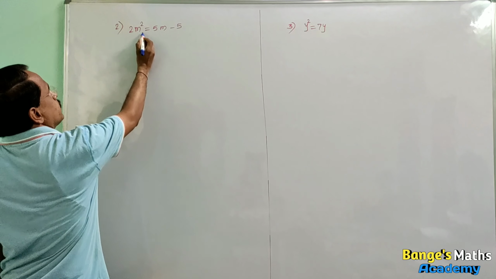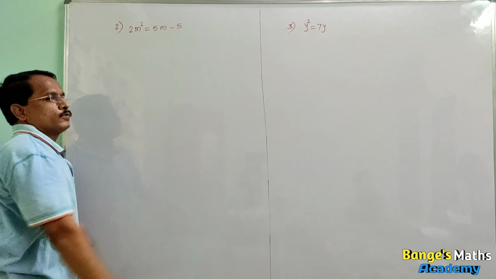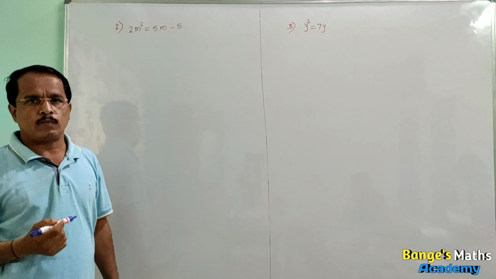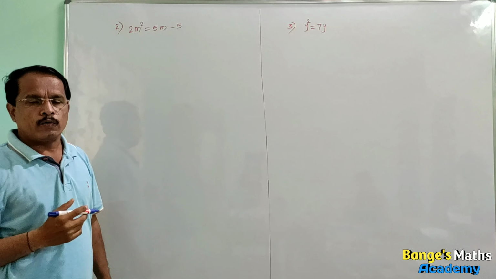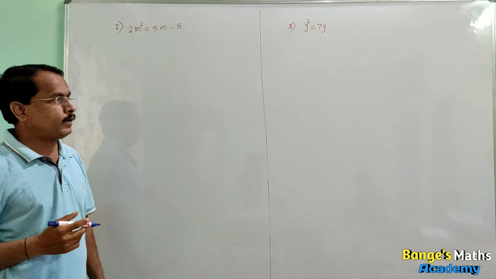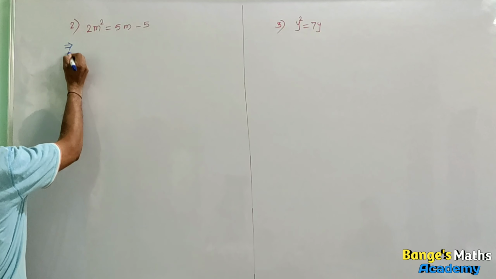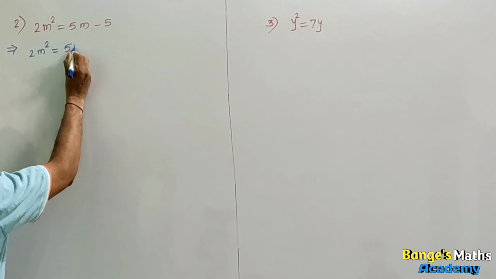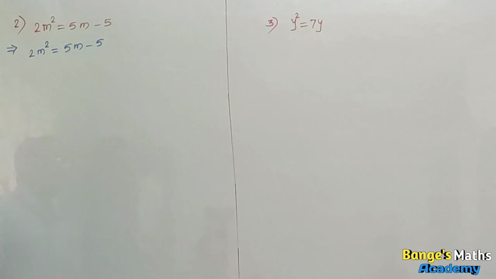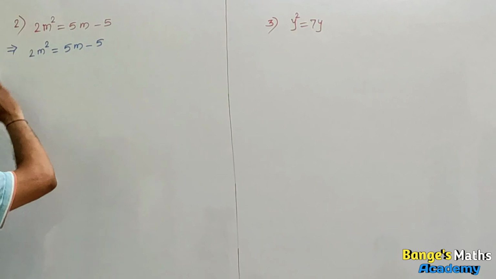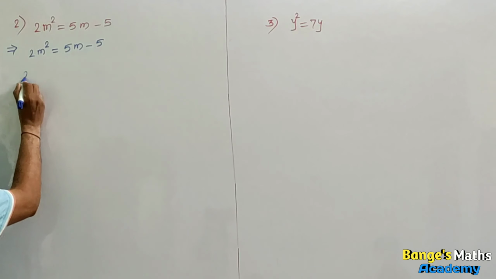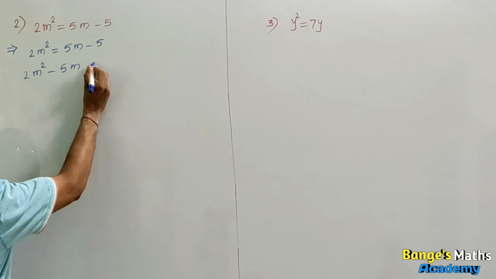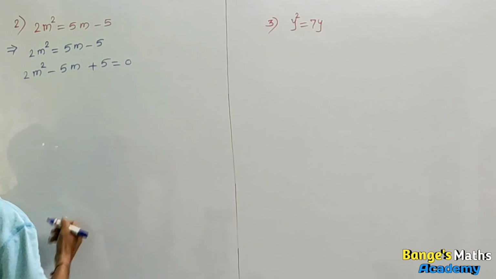Second example, 2m square is equal to 5m minus 5. We have to compare the given equation with the general form of a quadratic equation and write down the values of a, b and c. First of all, write down the given example as it is: 2m square is equal to 5m minus 5. Transfer 5m minus 5 to LHS. 2m square minus 5m plus 5 is equal to 0.